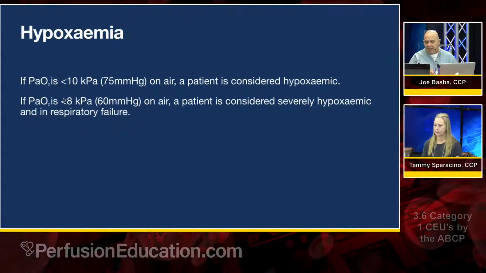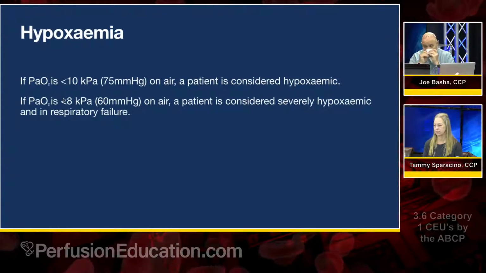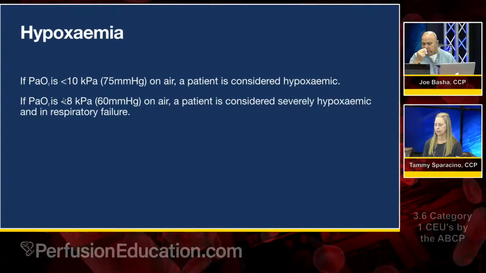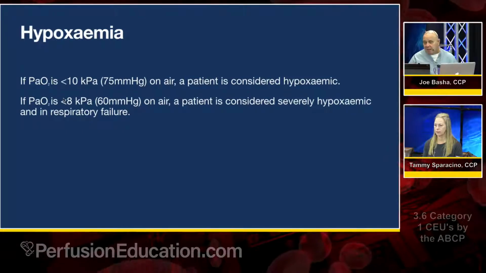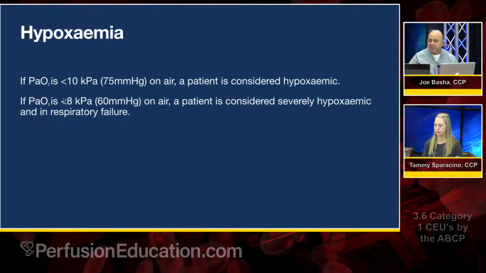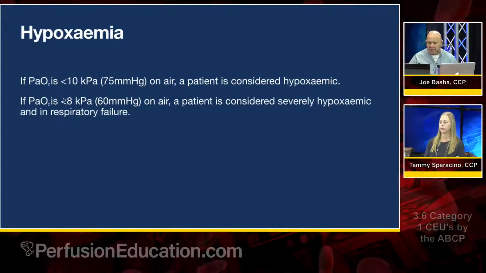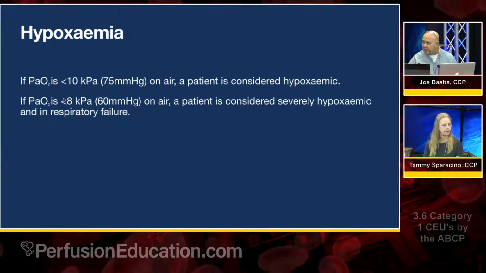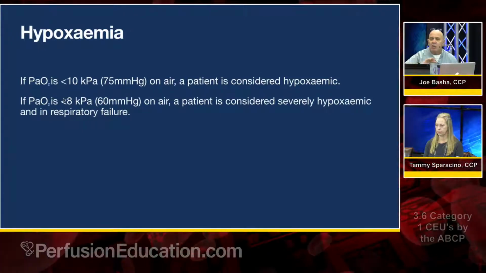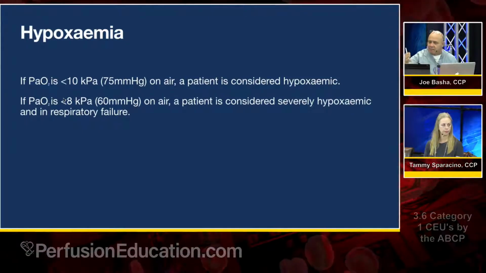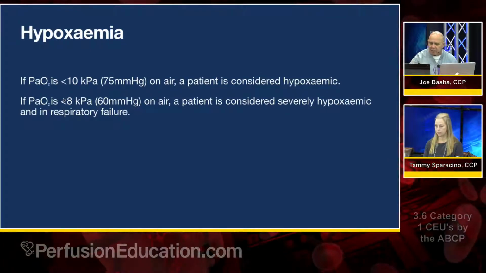Okay, if the PaO2 is less than 10 kPa or 75 millimeters of mercury on room air, a patient is considered to be hypoxemic. If the PaO2 is less than 60 millimeters of mercury on room air, a patient is considered to be severely hypoxemic and is in respiratory failure. And of course, we've discussed many times the PF ratio, PaO2 to FiO2 ratio, and what all of those things mean. That's a whole other talk and trail we can take, but we're just going to keep it simple, and that's what we're going to look at here today.